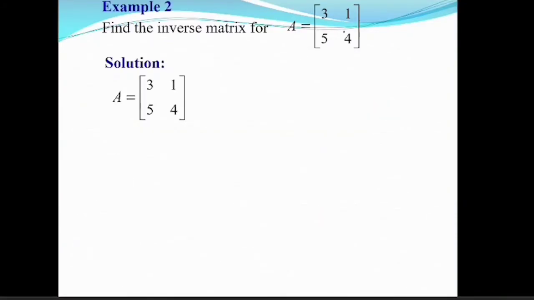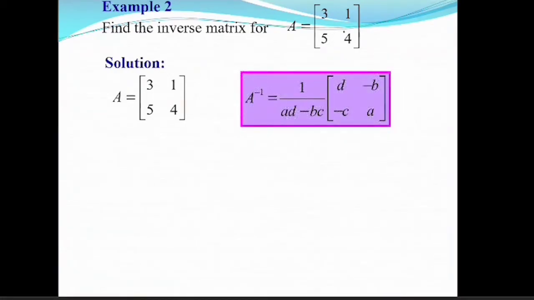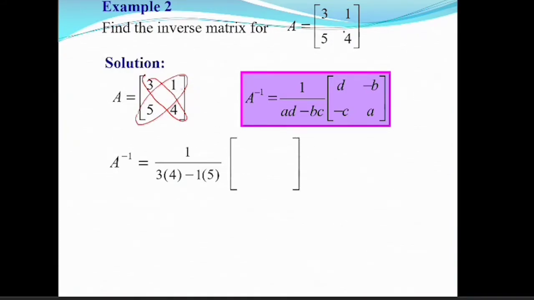Find the inverse for matrix A. If the matrix A is 3, 1, 5, 4, how to find the inverse? Remember, we have this formula, and just use it. 1 over the determinant. So write 1 over the determinant, AD minus BC, which is 3 times 4, minus 1 times 5. And then write the adjoint matrix following this formula. Write D first. The order of this matrix will be like this: A, B, C, D. So D is the last element.